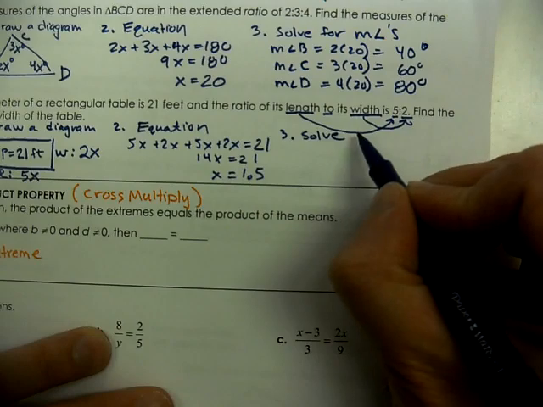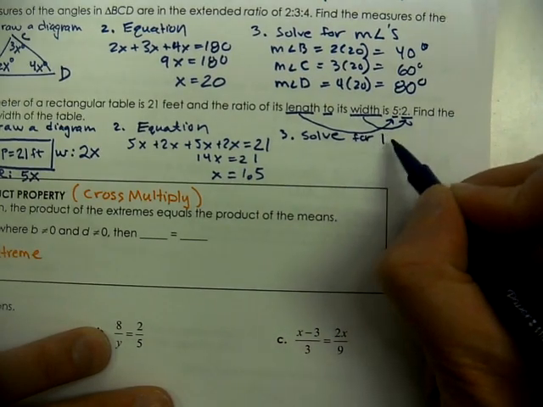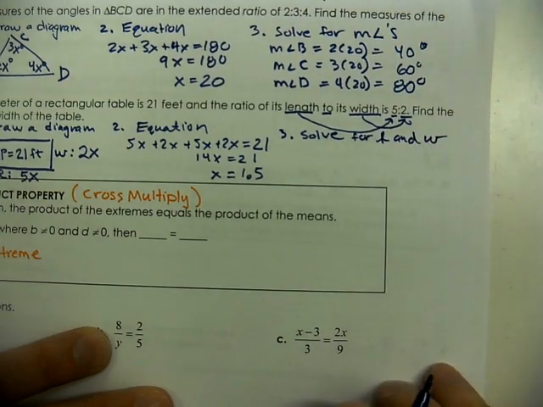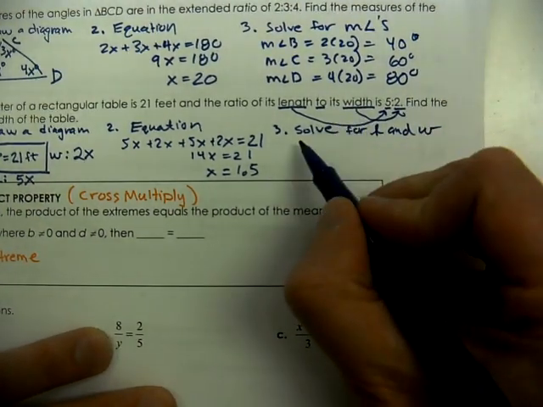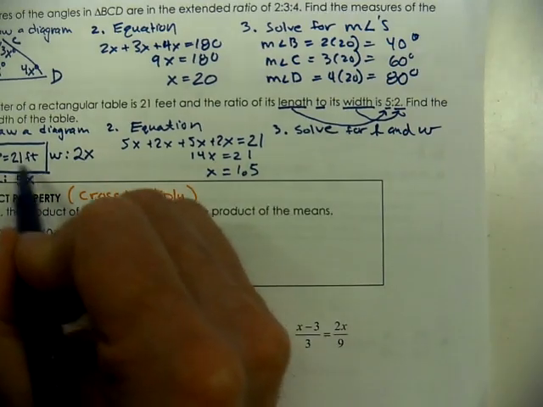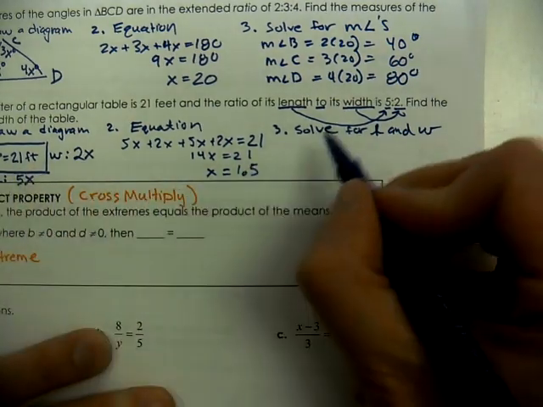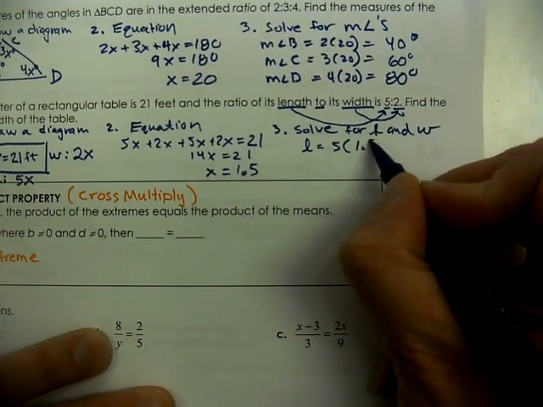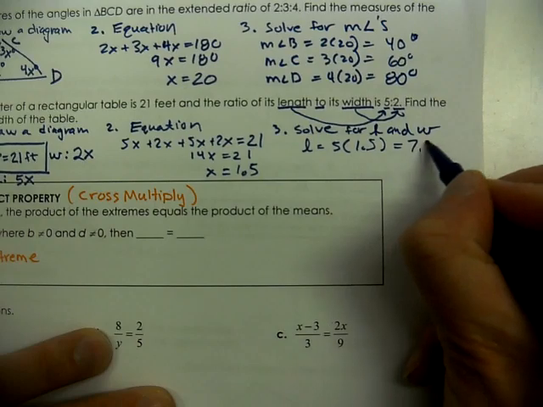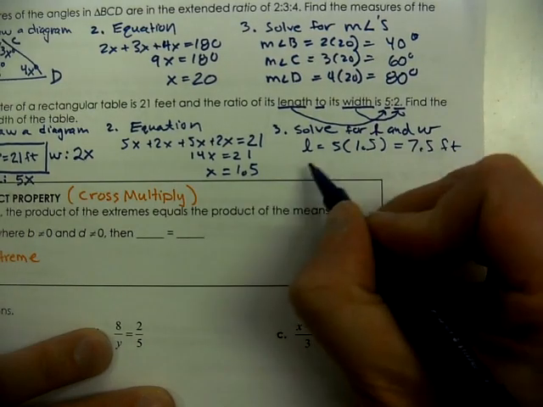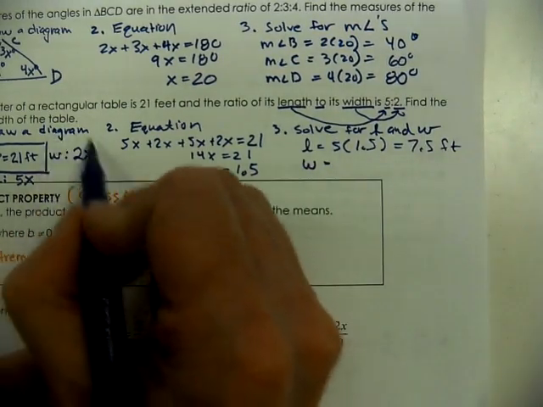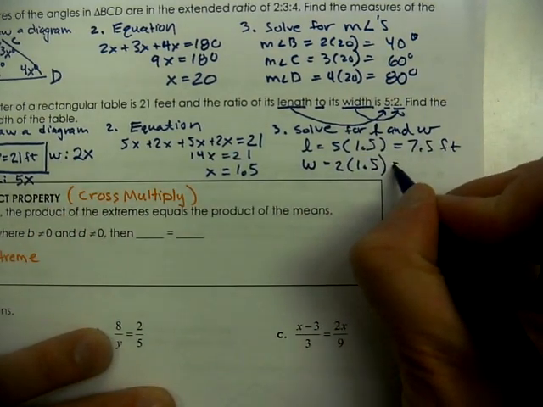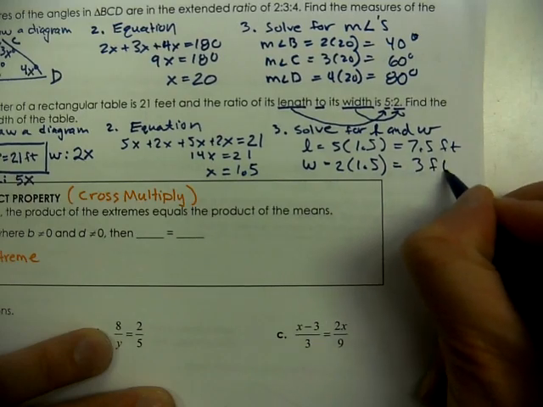The question asks for the length and width. So we are going to solve for the length and the width in this final step. So the length we had represented as 5 times the scale factor. So 5 times the scale factor of 1.5 gives us 7.5 feet. And the width, which is represented as 2 times the scale factor, is 2 times that 1.5 scale factor, and that gives us 3 feet. So those are the final answers.